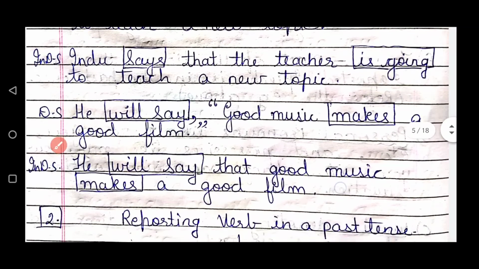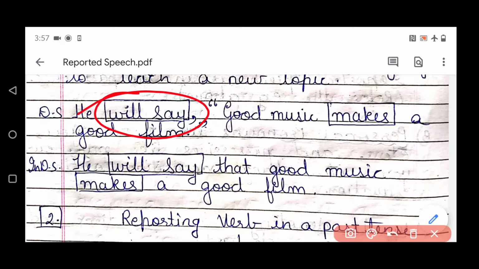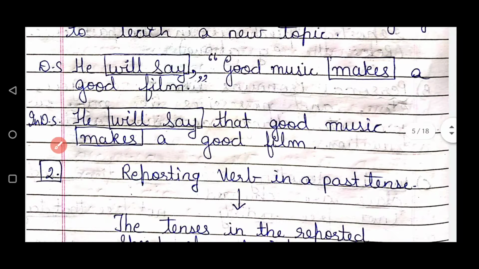Next example, he will say, "Good music makes a good film." Now here it is a future tense. You can see simple future tense is there. Here also you can see he will say that good music makes a good film, right? So there is no change except that the open inverted commas and close inverted commas are removed. Other than that, there is no change, and this comma is removed and that has come in its place. So this tense is going to be the same.